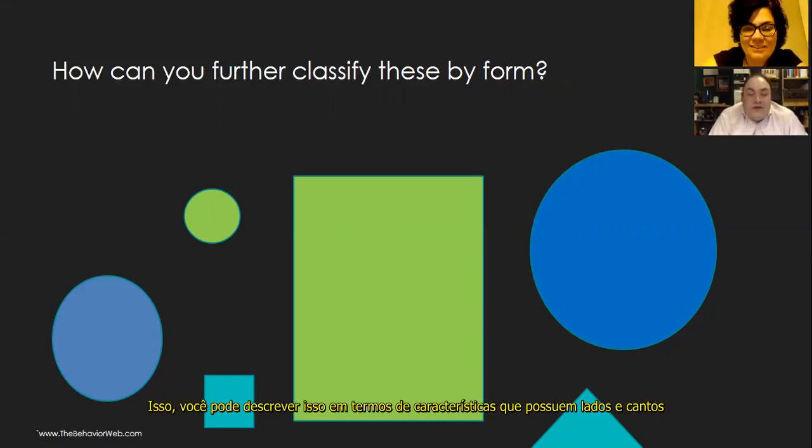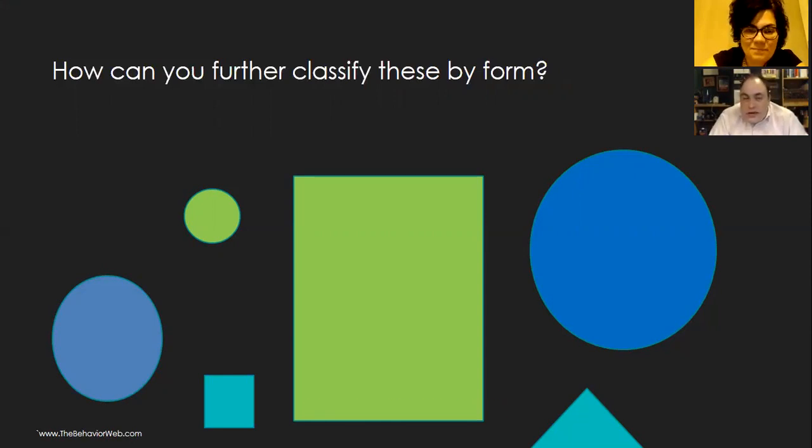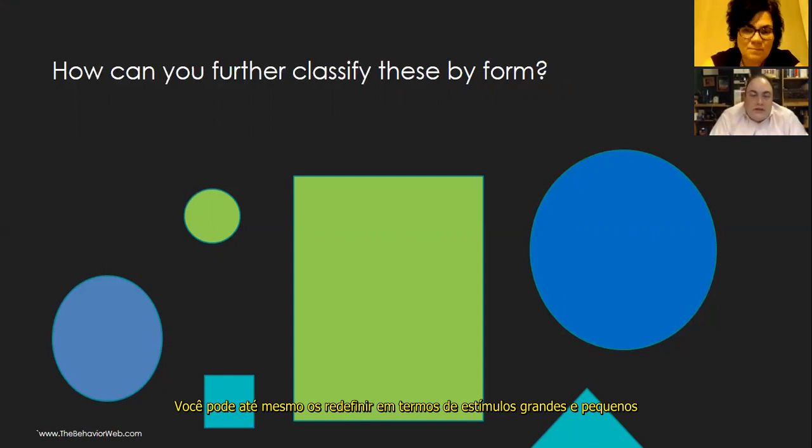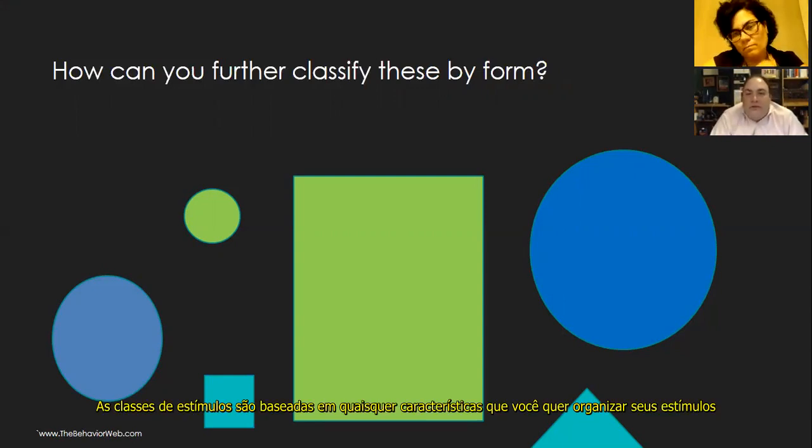You can describe this in terms of features that have sides and corners and features that don't have sides and corners. You can even redefine them in terms of the large stimuli and the small stimuli. So the stimulus class is based on whichever features you want to organize your stimuli by.